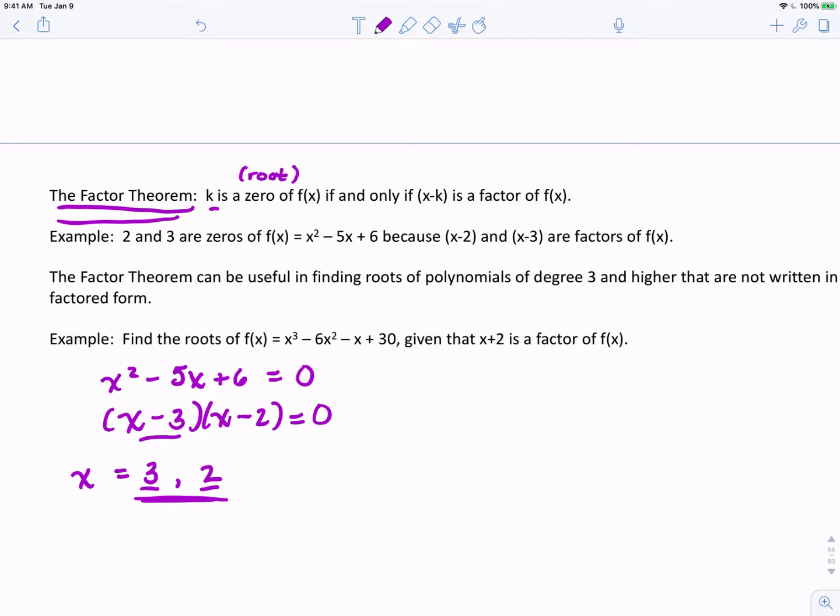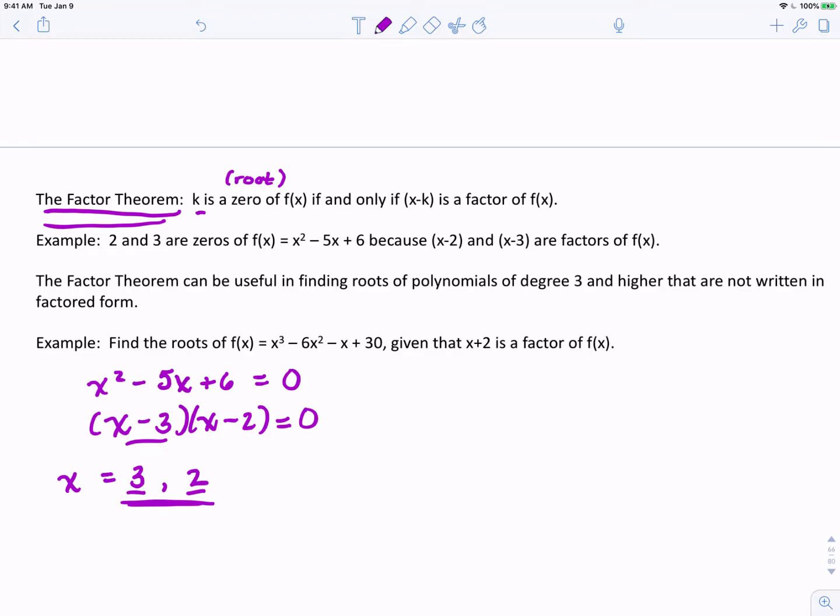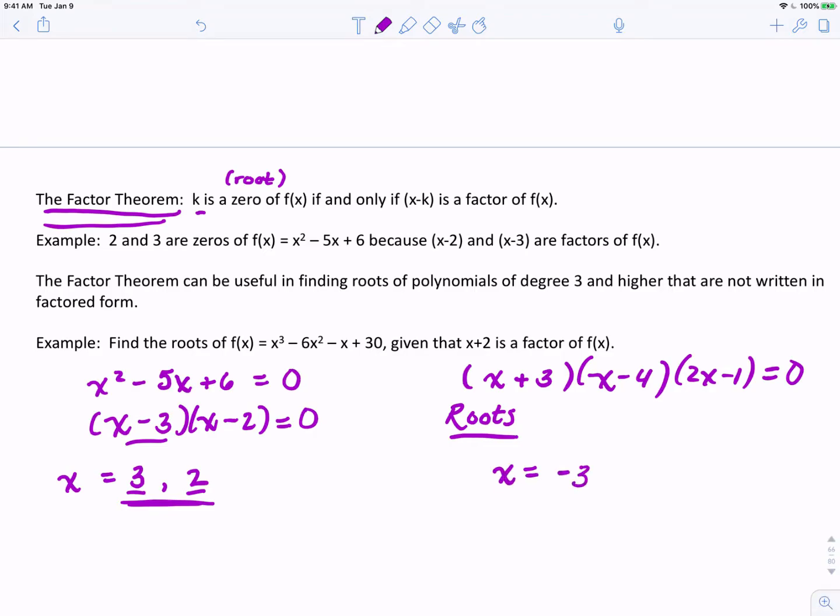The factor theorem can be useful in finding roots of polynomials of degrees 3 or higher that are not written in factored form. If we had a polynomial that was written in factored form, for example, x minus 3 times x minus 4 times 2x minus 1 equals 0, and we want to find the roots, it's very easy to do. You just set each factor equal to 0 and solve. So for example, we would say the roots would be -3, 4, and 1/2.